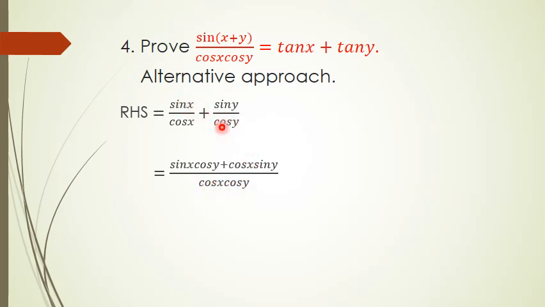Then we find the numerators by the short method of cross multiplication. So that's cos y times sin x gives us sin x cos y. Then cos x times sin y gives us plus cos x sin y. And this is the right hand side of one of the compound angle formulas for sine, which is the addition one. And it's going to give us exactly that. So that is equal to sin(x + y) over cos x cos y, which is equal to the left hand side.